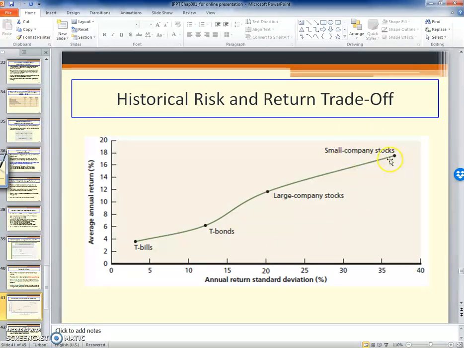So let's look at the historical risk and return trade-off for different types of assets. So you have small company stocks over here. Small company stocks had really high annual return standard deviations, but at the same time they had really high returns. For large company stocks, the standard deviations were lower, but at the same time the returns were lower. For treasury bonds, the standard deviations were lower in a year, but the returns were also lower. And then for treasury bills, standard deviations were very low and returns were actually very low. So this is this positive risk-return relationship that we're seeing. The higher the risk, the higher the return. This is what you see empirically.